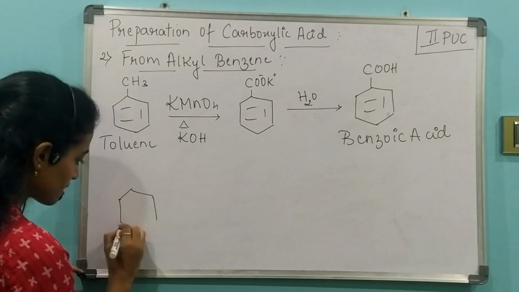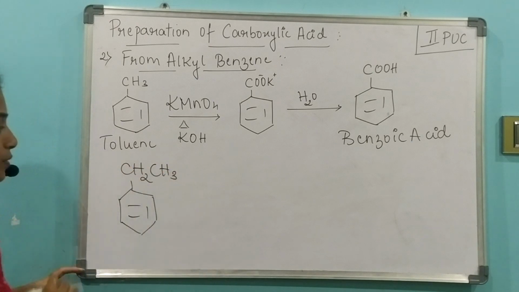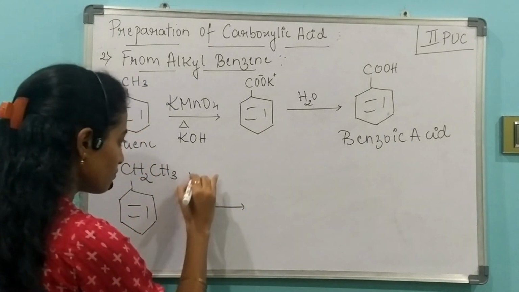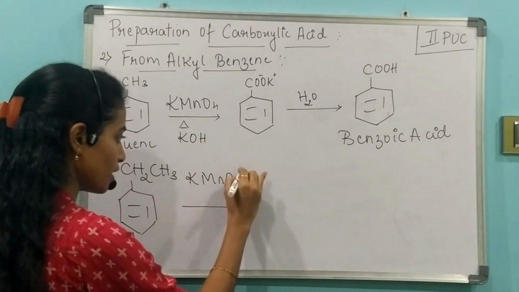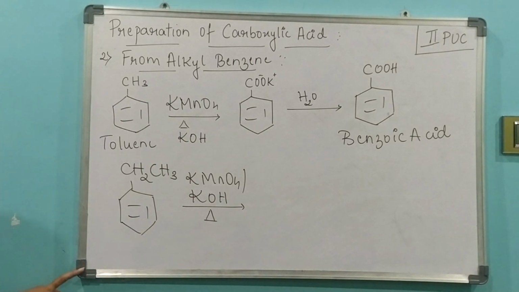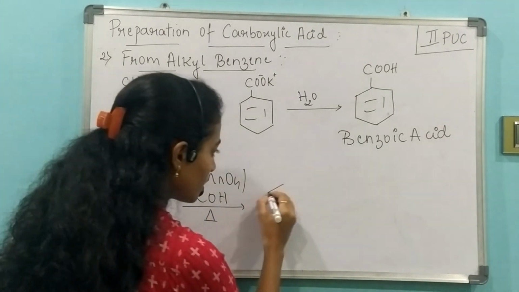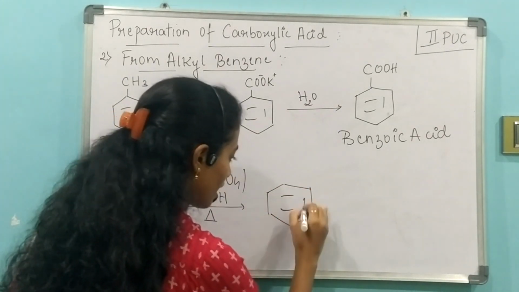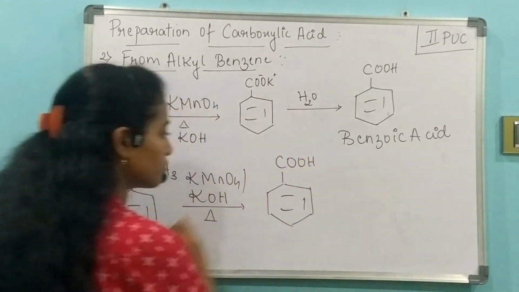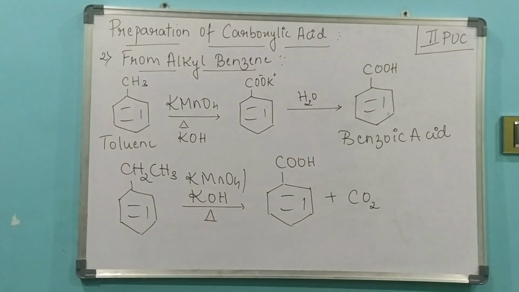Let me take one more example, that is ethyl benzene, CH2CH3. Let me take ethyl benzene and do the same reaction, that is react it with the potassium permanganate in presence of basic medium and heat it. Even though here we have two carbons in this particular side chain, it will be converting it into the benzoic acid. Where did one more carbon go now? It will be removed as carbon dioxide. So this method is for the preparation of benzoic acid itself.